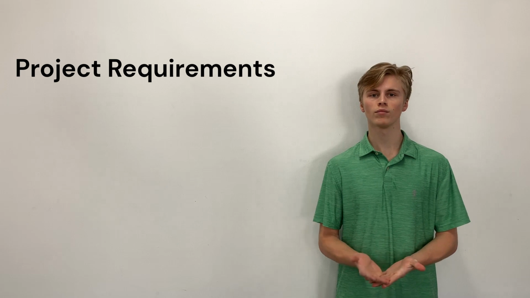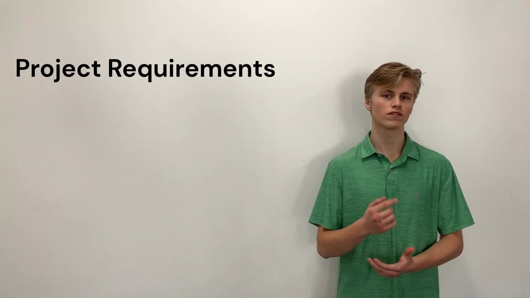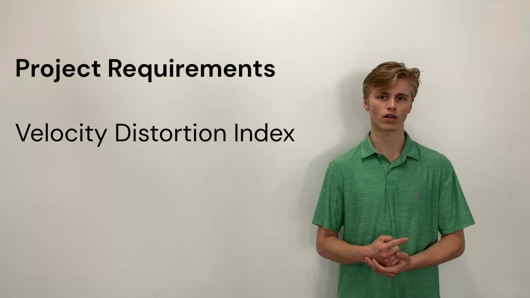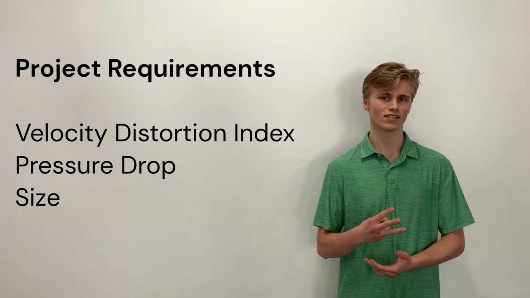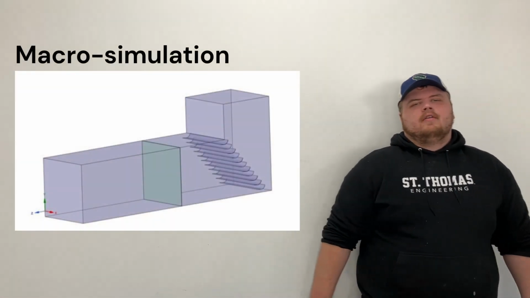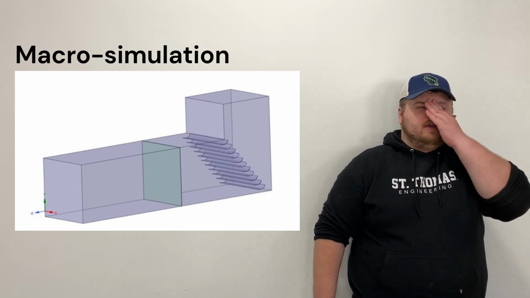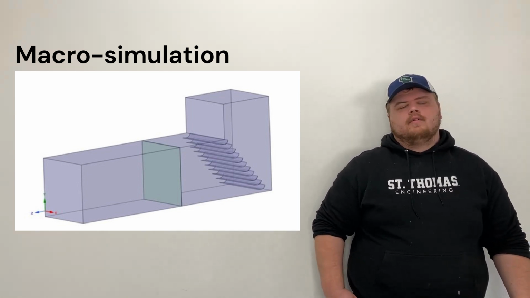The project requirements given to us by our sponsor were four majority ones. There was the velocity distortion index across our flow screen, the pressure drop between our flow screen, the size, and then the flow velocity. So the macro simulation shows the whole wind tunnel and the wind going through it, along with the turning vanes, entrance, and flow screen.